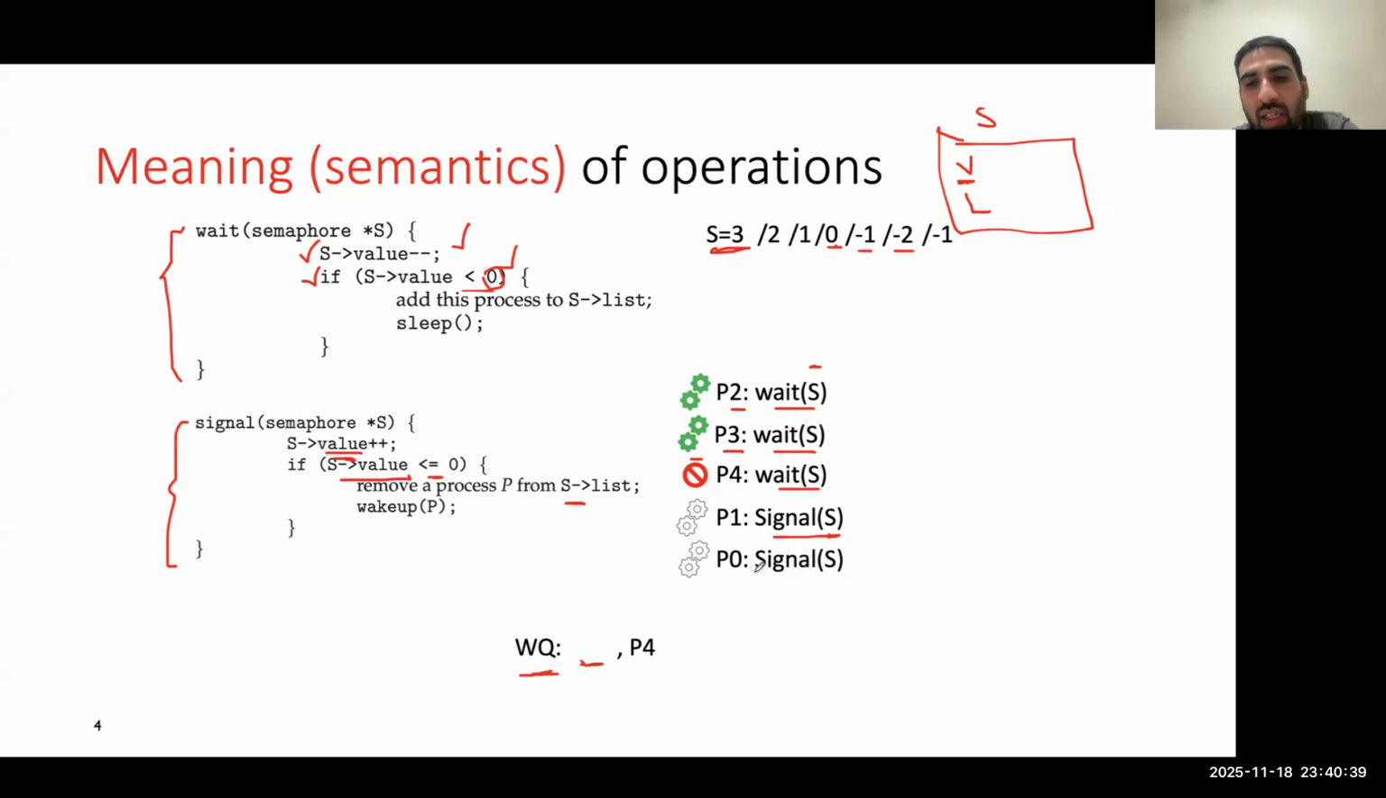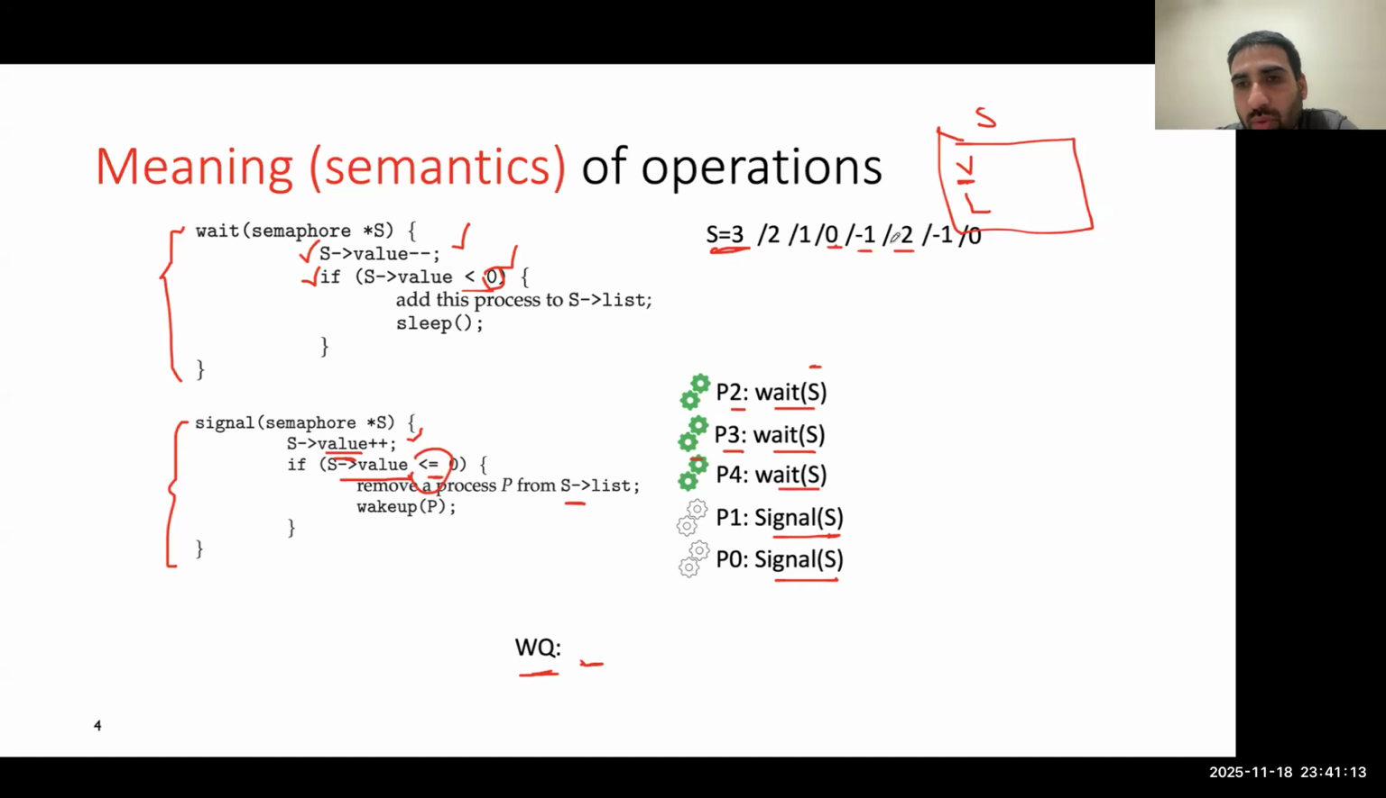And again, let's say the P0 which was running, during its execution, it invokes signal on S. So S will be again incremented by 1, and its value will become 0. And since its value is less than or equal to 0, this condition is true. So it means that P4 which was blocked on that semaphore will be unblocked, and now it can start execution, right?